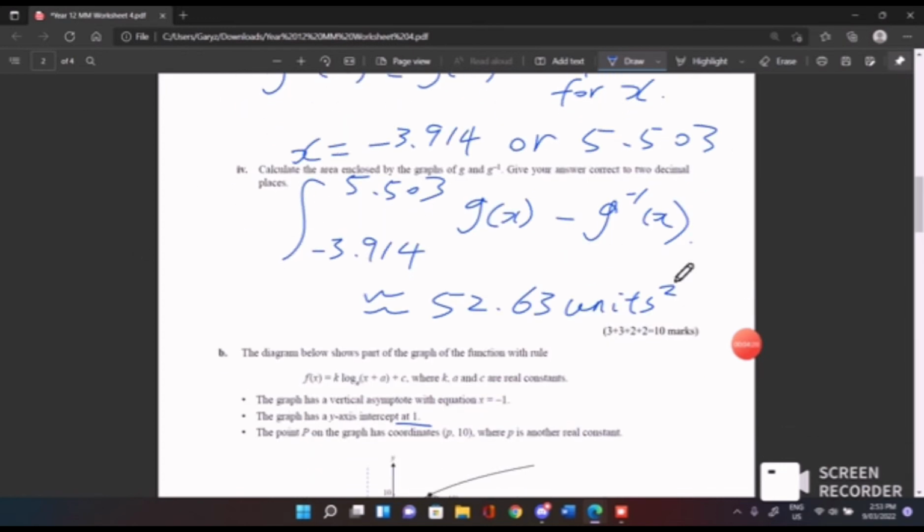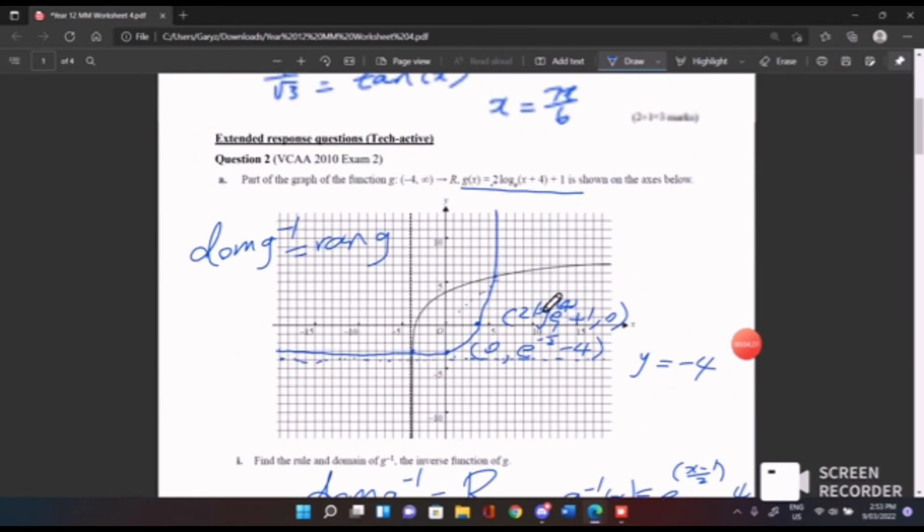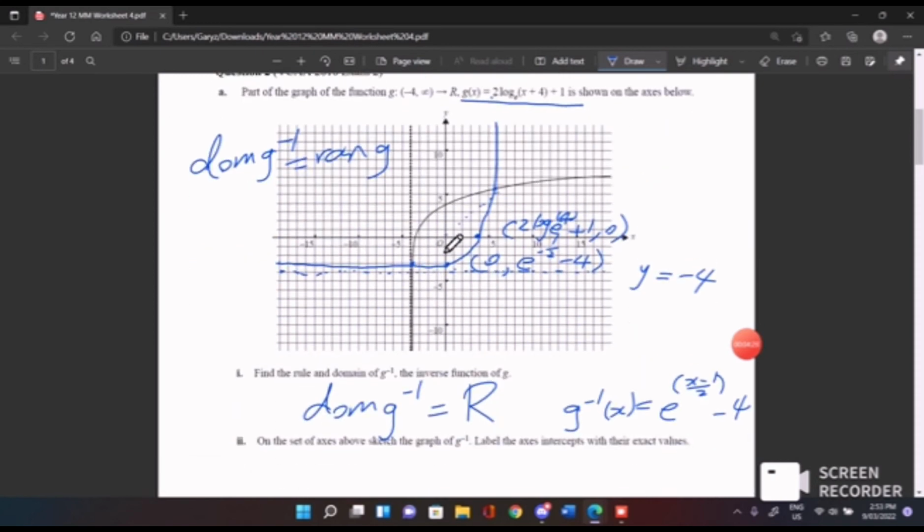The next question is: calculate the area enclosed by g and g inverse of x, and give your answer to two decimal places. Basically, what this question is asking for is the area bounded here. To work out this area, since we know the coordinates of these two intersection points, all we have to do is take the integral between these two points of the top function, in this case g of x, minus the integral of the bottom function, which is g inverse of x.